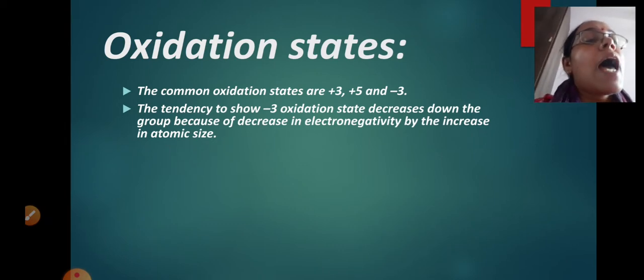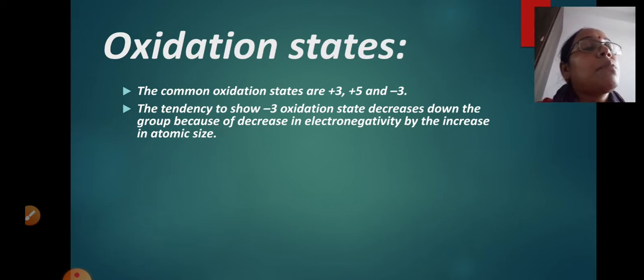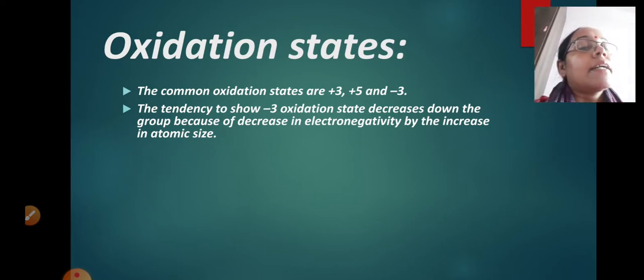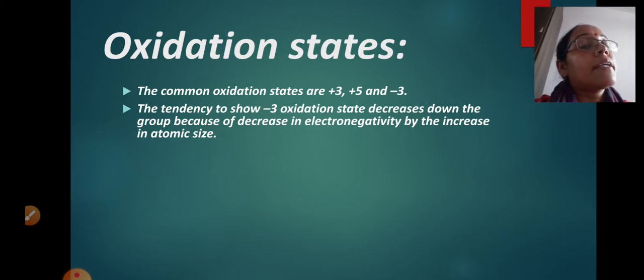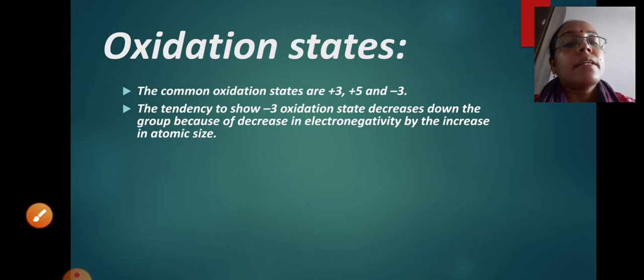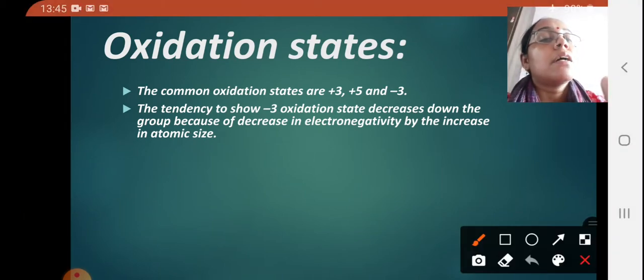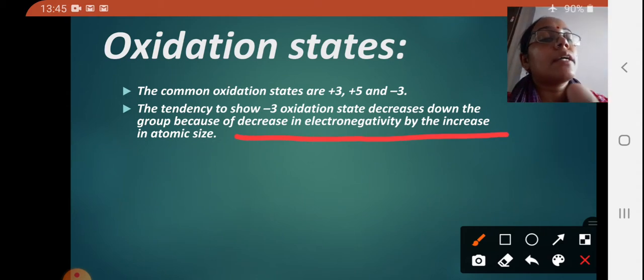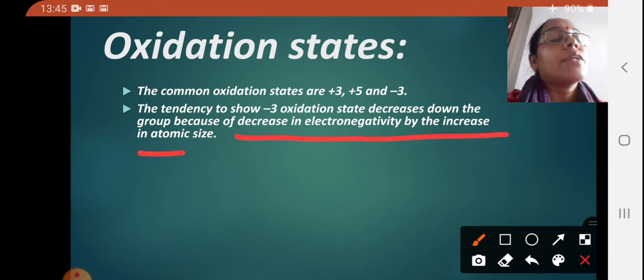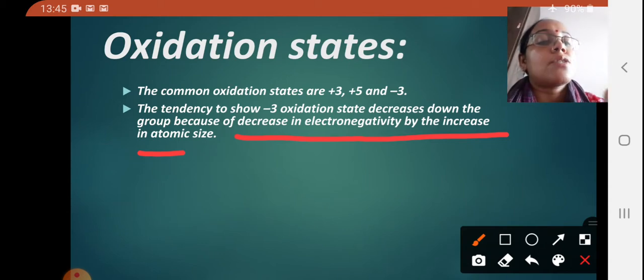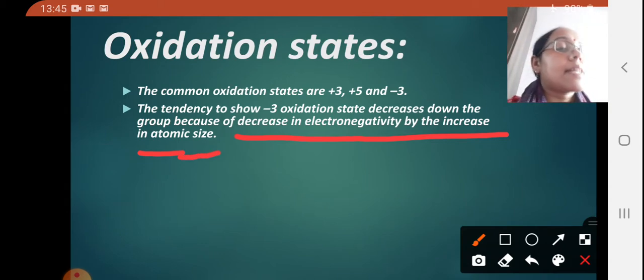That means as you are moving from nitrogen to bismuth in group 15, you will find that the tendency to show -3 oxidation state decreases. Why? What is the reason? I have written the reason also here: because of decrease in electronegativity by the increase in atomic size.